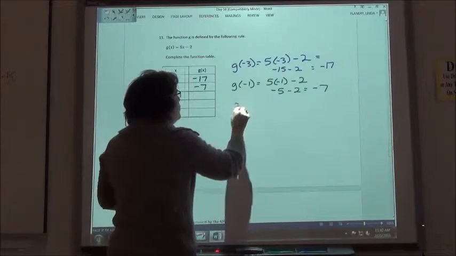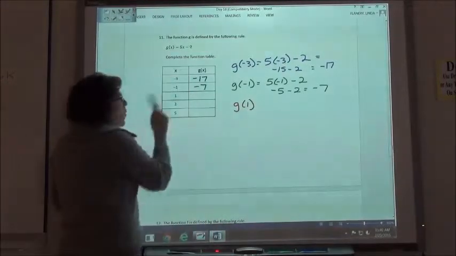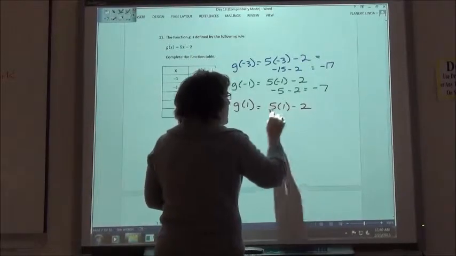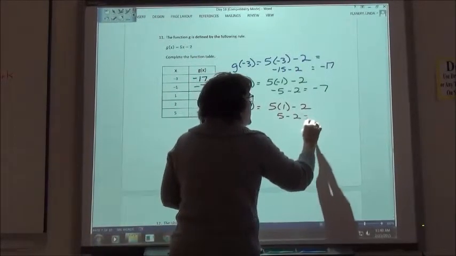Then I'm going to do g of 1, putting 1 in for my x. So 5 times 1 minus 2. 5 times 1 is 5. 5 minus 2 is 3.